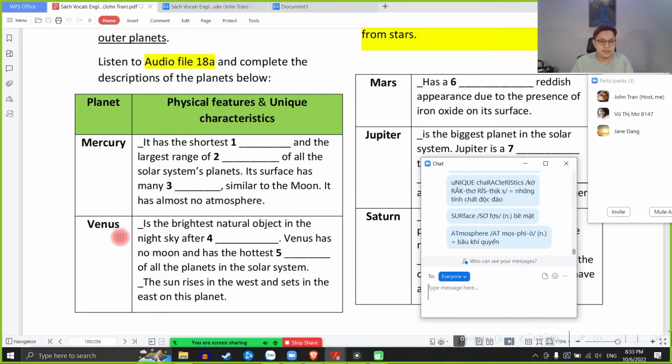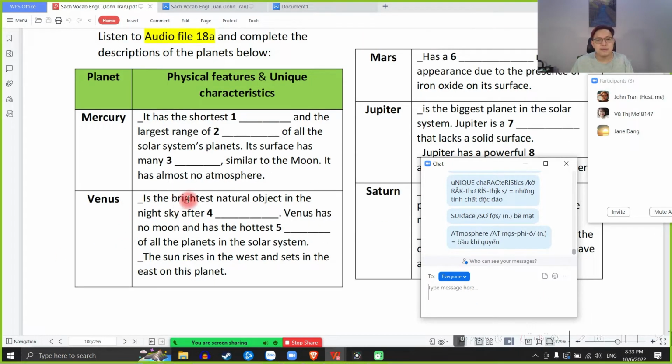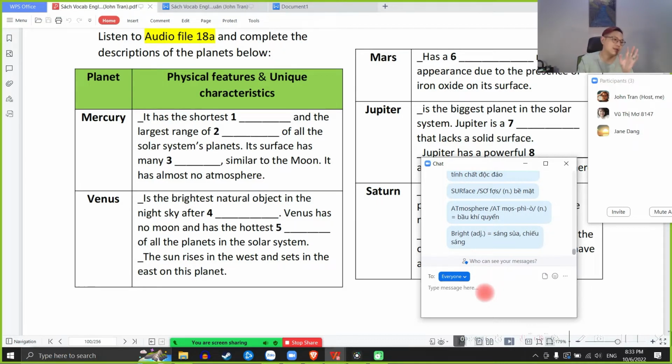Ok, Venus, sao Kim. It's the brightest natural object in a night sky. Nó là cái vật thể tự nhiên mà brightest, sáng nhất luôn. So bright. Sáng. Sáng sủa. Chiếu sáng. Nó là cái vật thể tự nhiên mà sáng nhất trên bầu trời đêm luôn á. Nếu các bạn nhìn bầu trời thấy nào sáng nhất, nó chính là cái Venus thôi. Và nó rất là gần mặt trời nha. So you can see Venus is very near to the sun.